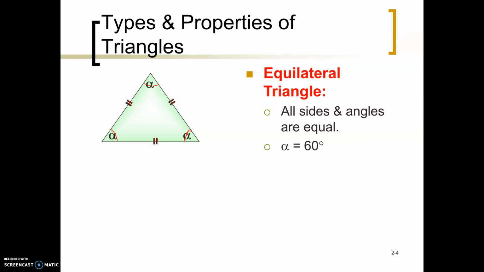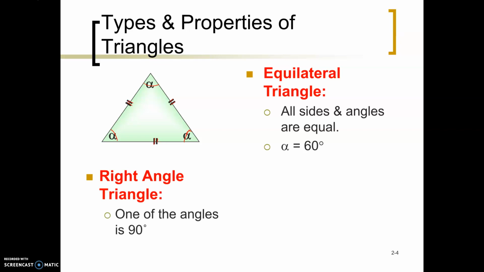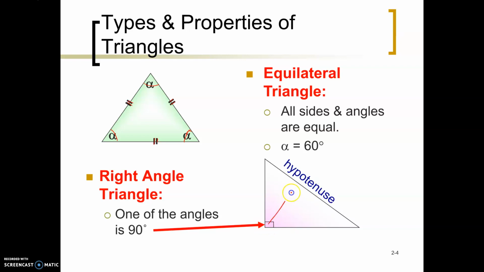And the fourth type that we'll focus on right now is a right-angled triangle, where one of the angles is 90 degrees. The special thing that happens in this case is that any right-angled triangle will have a side opposite the right angle that is called the hypotenuse. The other 2 sides will be shorter than the hypotenuse, and we sometimes refer to them as the legs. But the hypotenuse is always the longest.